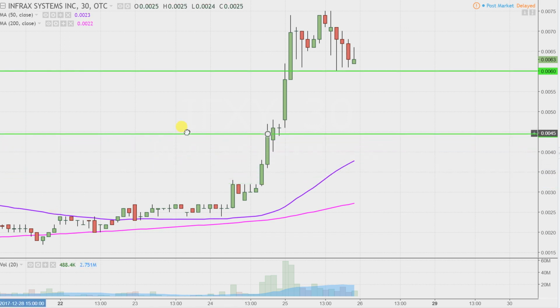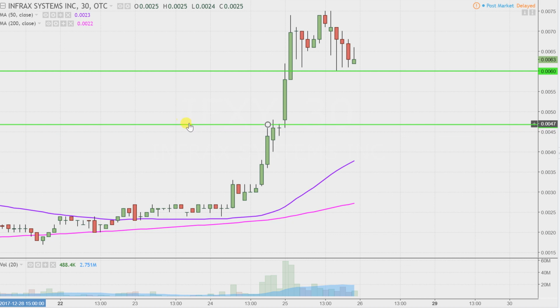Next level of support after that would be this breakout point right here at about 0047. So 006, 0047, two of the near-term levels of support.